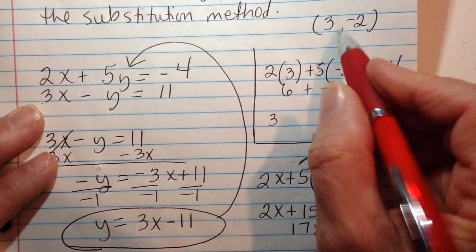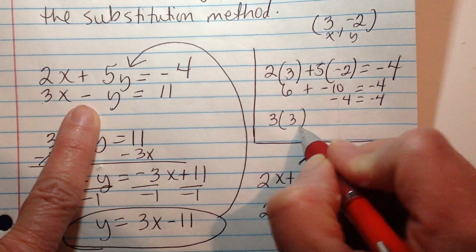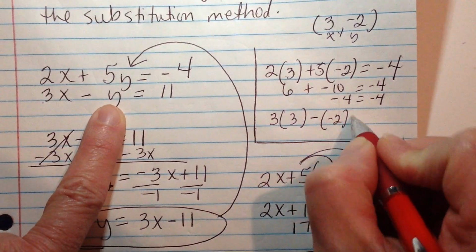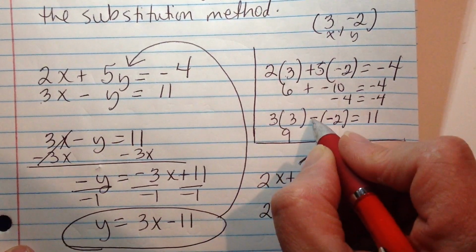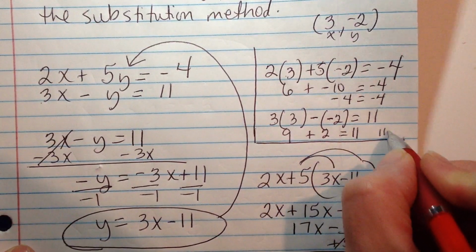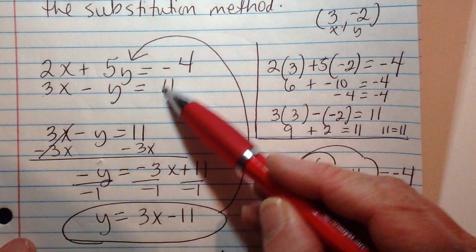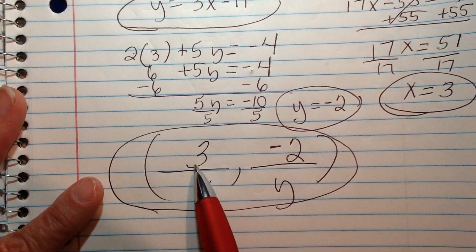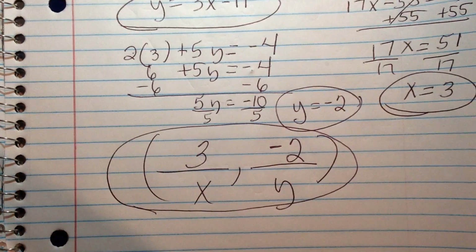Now plugging the same ordered pair, the x and the y, into the second line. I have 3 times 3 minus y is negative 2 equals 11. So this is 3 times 3 is 9 minus negative 2, that's plus 2, equals 11. Does 11 equal 11? Yes. Therefore, my answer does satisfy the original two linear equations. So my final answer to this problem is positive 3 and negative 2. It is an ordered pair. It is an actual point. It is the point where the two lines intersect, where the two lines touch.